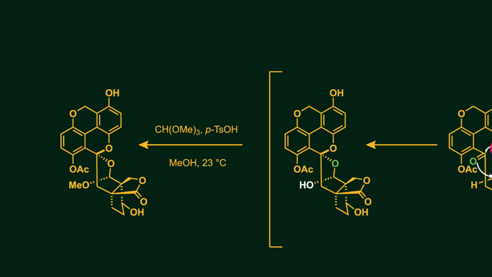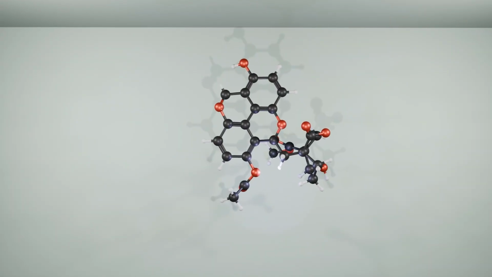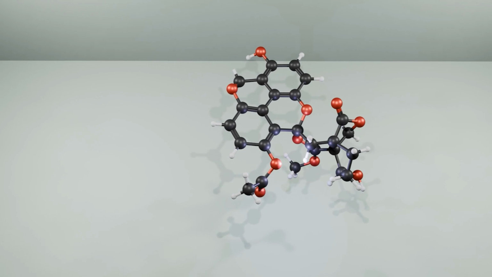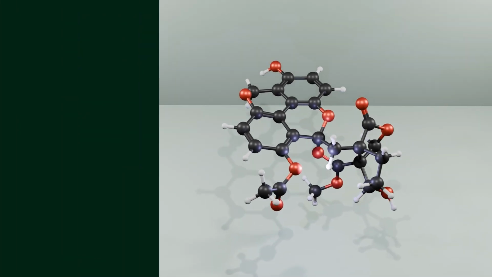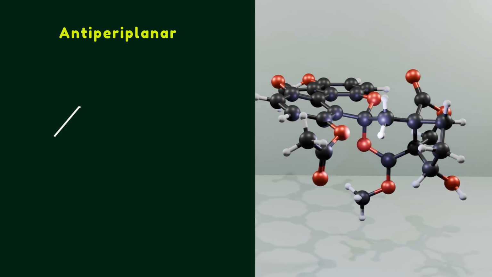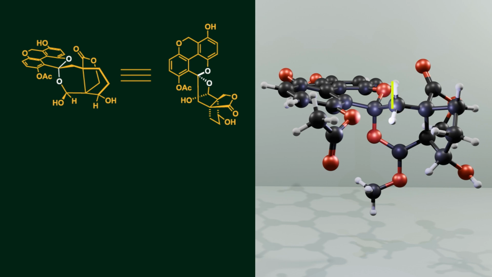The reason for this diastereoselectivity is a stereoelectronic effect, which involves orbital interaction. To gain a deeper understanding, zero in on the 3D model of the spirobiacetal intermediate. The anti-periplanar arrangement of orbitals is essential for maximizing orbital interaction. It means that orbitals should be anti, parallel, and planar to interact effectively. Now focus on this segment of the molecule.